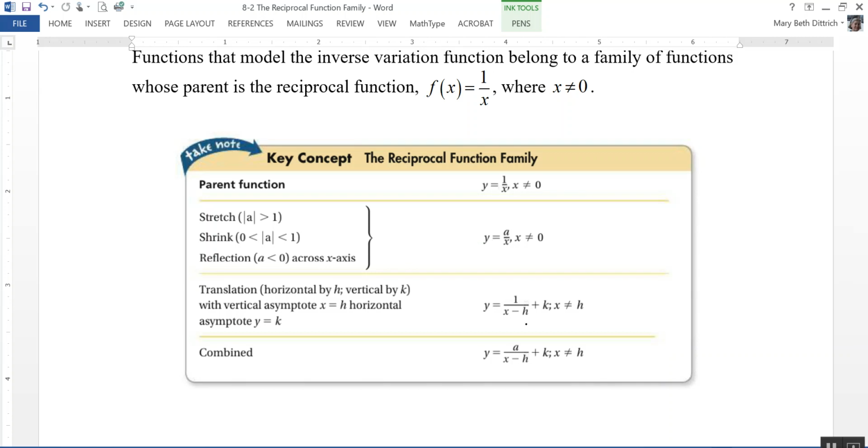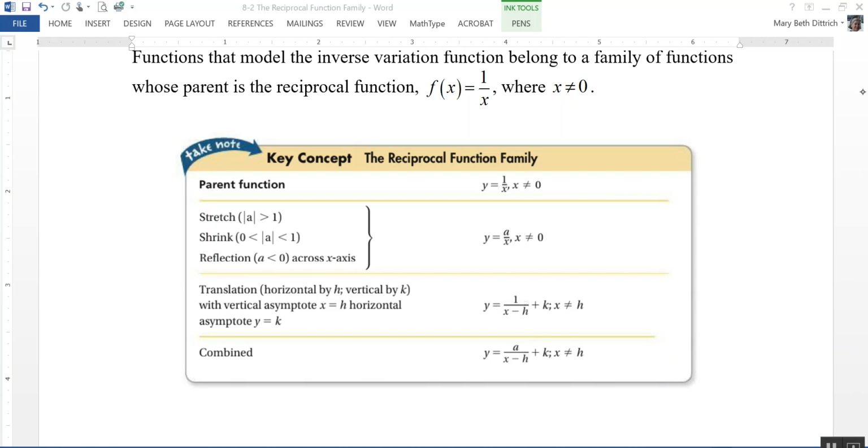If we have x minus h in the denominator, that's going to be a horizontal translation. If we have a plus k outside of the fraction, that's going to be a vertical translation. Your vertical asymptote is going to be x equals h, because x cannot equal h, because that would be 0 in the denominator. And your horizontal asymptote is going to be y equals k. So all combined, it looks like this: y equals a over x minus h plus k, with x not equal to h.